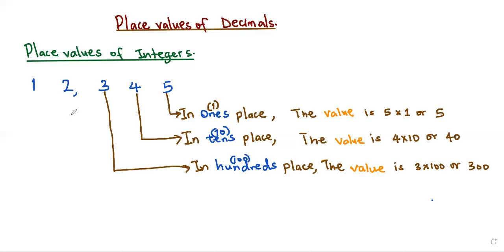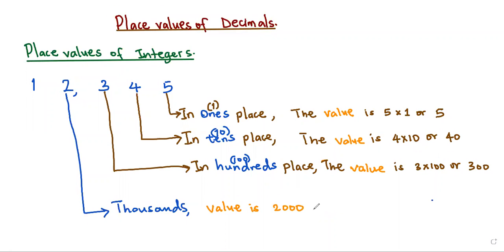Now, we say that the place value of 2 is thousands. So who can tell me the value? What is the value of 2? 2,000. Very good. The value of 2 is 2,000. Or it is the same as 2 times 1,000.